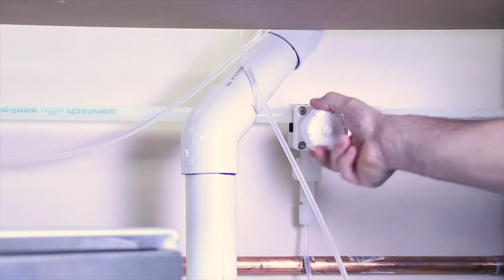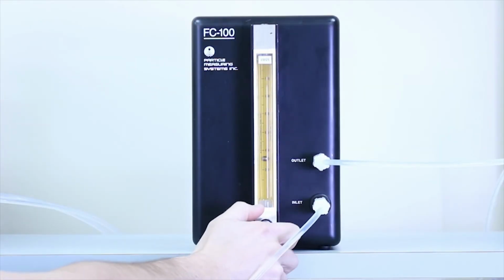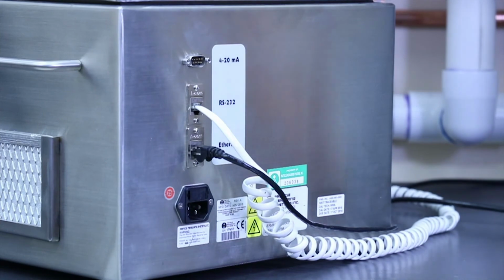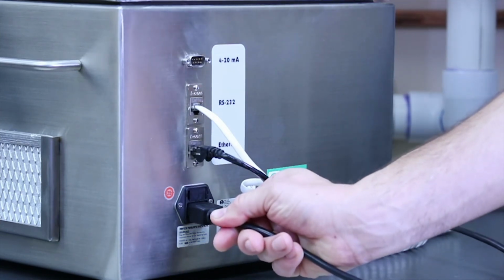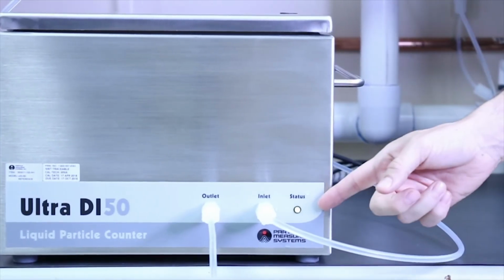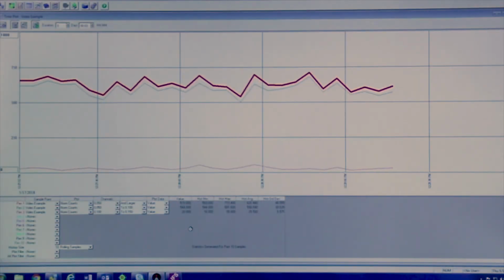Return the water supply and allow the unit to flush for 5 minutes while cycling flow to push out any bubbles. Now that the flow is stabilized, power on the UDI 50 by plugging the unit back in to power on. The unit should automatically reconnect to the monitoring software. Allow the unit to warm up for 30 minutes.